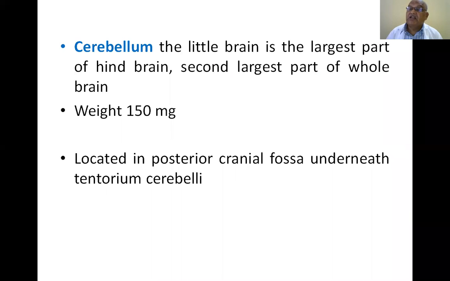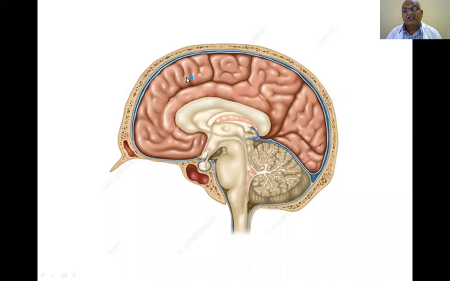Cerebellum is present in the posterior cranial fossa underneath the tentorium cerebelli. Here I want to show you the sagittal section of the skull together with the brain, the central nervous system, except the spinal cord. This is continuous with the spinal cord like this, so there is no spinal cord as it is sectioned.